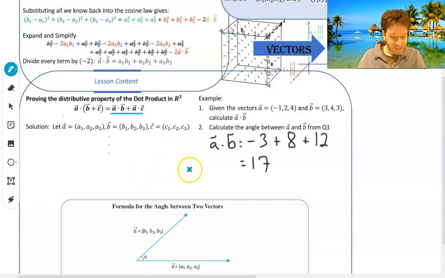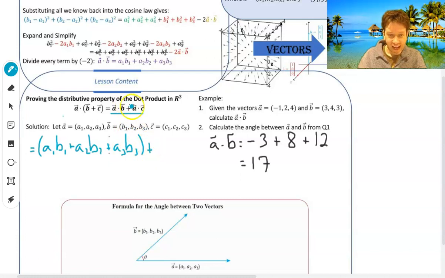So if I were to write this, expand on this, let's do A dot B. So A dot B is equal to A1B1 plus A2B2 plus A3B3.